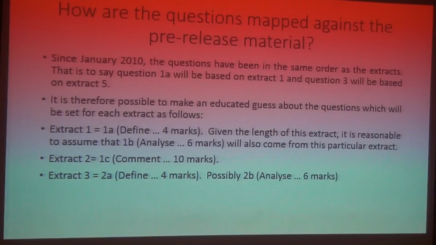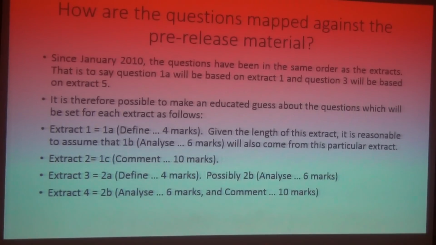And then from that we would say extract 3 will be our 2A, so that's sort of back to the format: define, analyse, comment. So the first one being define for 4 marks. Possibly you'll get an analyse question for 6 marks on that extract. If not, the analyse question 2B will come from extract 4, as probably the comment question will come from that as well, and then that obviously leaves extract 5 for the essay question.